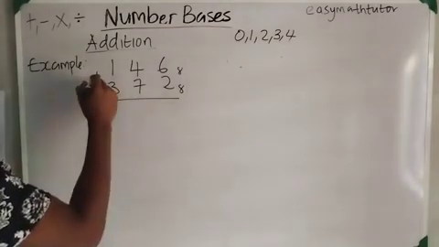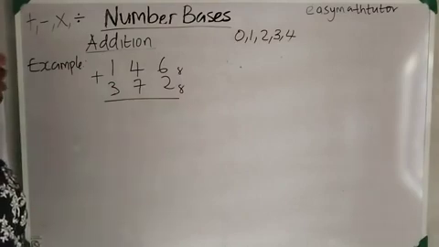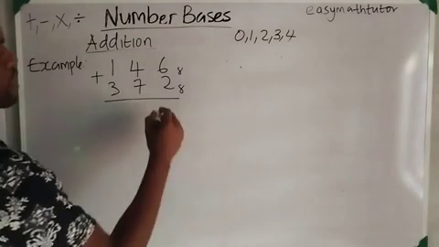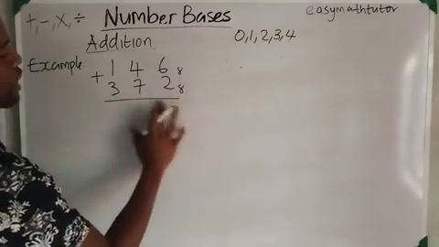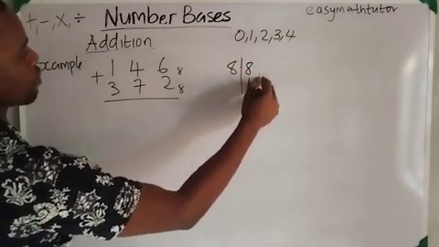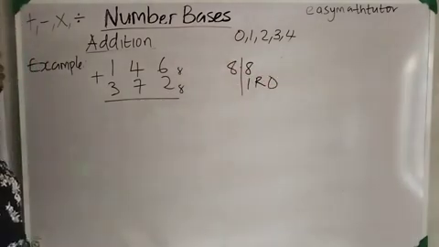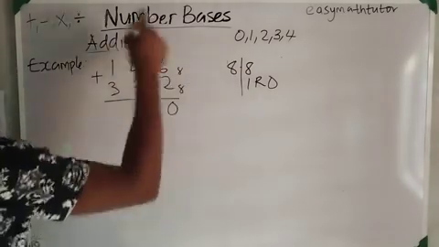Now, 6 plus 2 in base 8 is 8, but you cannot have 8 in base 8, just like you cannot write 10 if this was the normal base 10. So we cannot write 8 as well. We are going to divide that 8 by 8, and that gives us 1, remainder 0. So we are going to write down that 0, and the 1, we are going to carry it over to the next side.